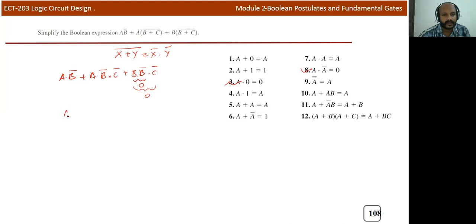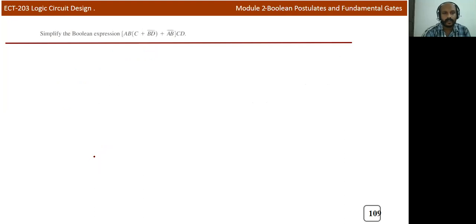And the remaining term is A B bar plus A B bar into C bar. Okay. And if you take A B bar as a common factor, then the remaining is 1 plus C bar. So if you perform OR operation with 1, rule 2, which is equal to 1. So finally you will get A B bar. Okay. Now onto another question.